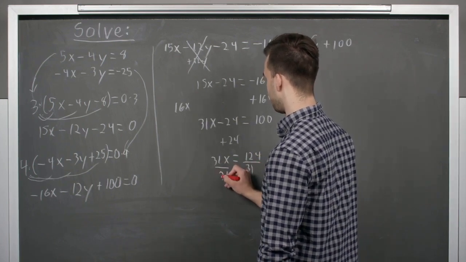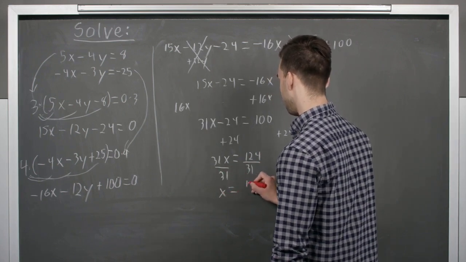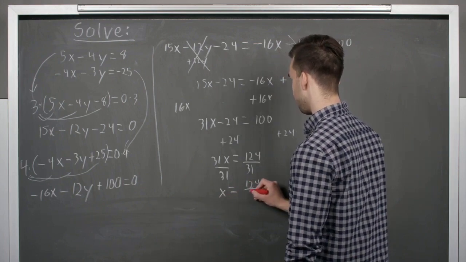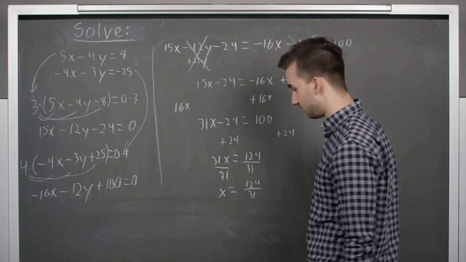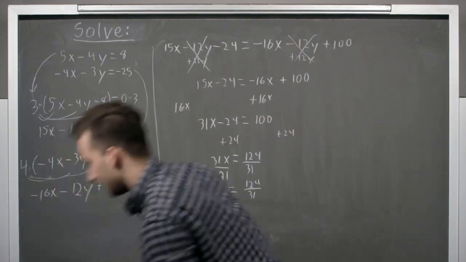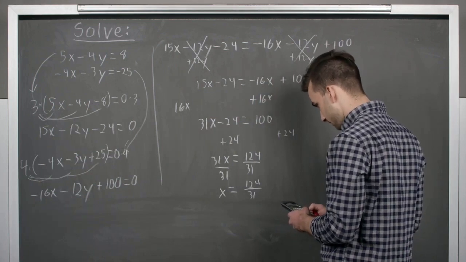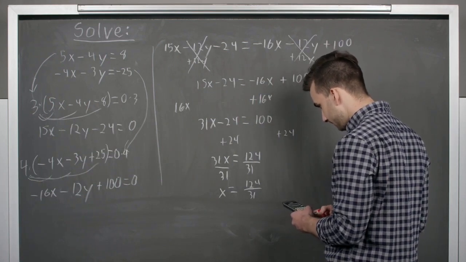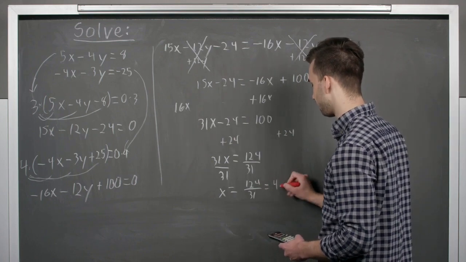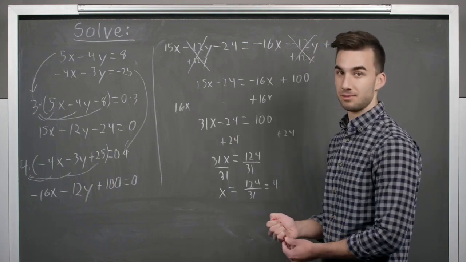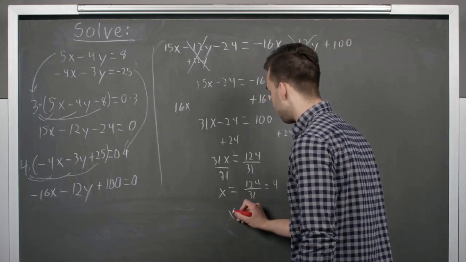let's see, that's a mess. That gives us x is equal to 124 divided by 31. And then let's check our calculators to see if this is a clean number. Most likely it is not. Oh, it is. This is equal to 4. That's a lot easier to work with than a big fraction. So our x is equal to 4.